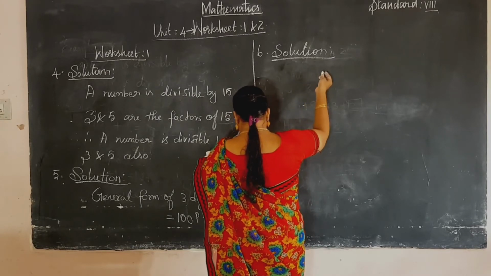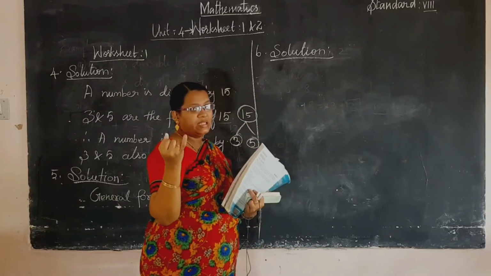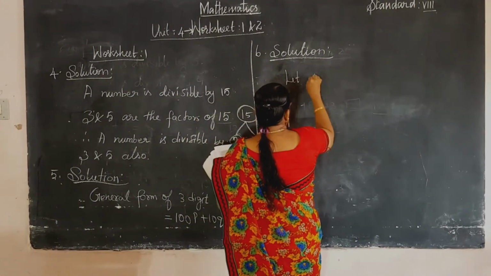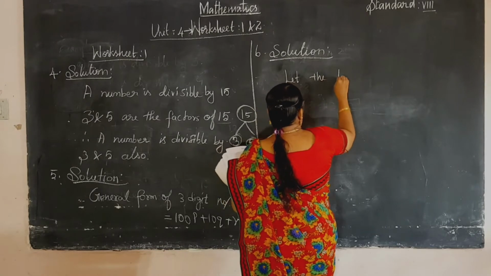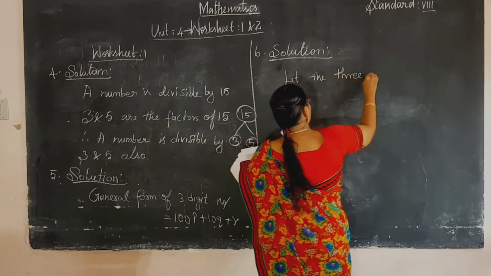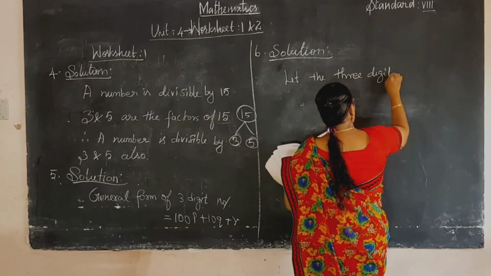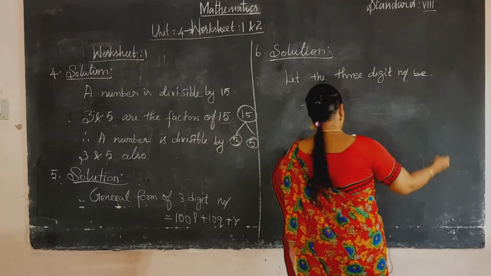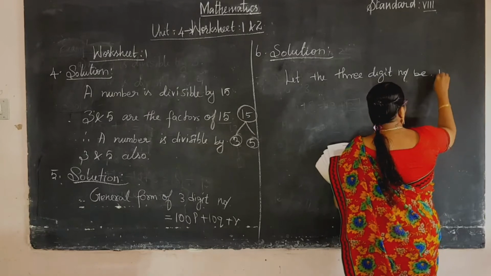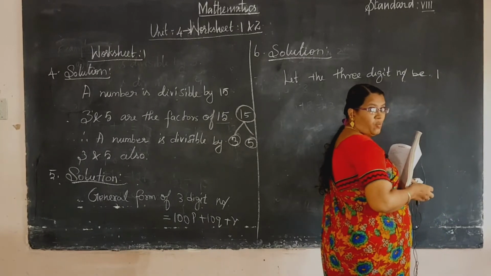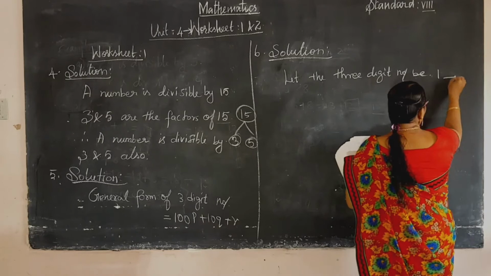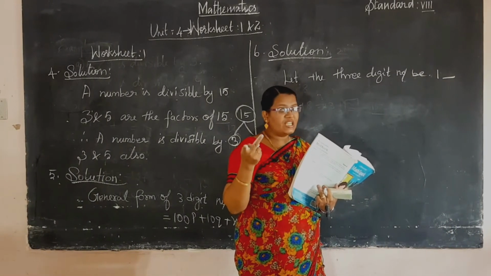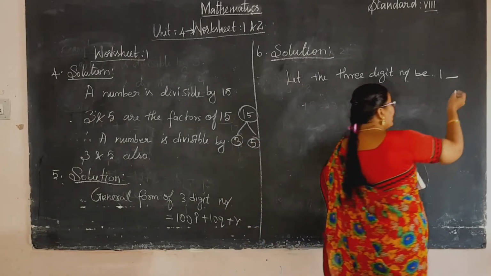Write the 3-digit number. Okay, so we start the natural numbers from 1. So let the 3-digit number be 1. First number we consider 1, and the second one should be an odd number. Next after 2 is an even number, so we consider it for the ones digit.